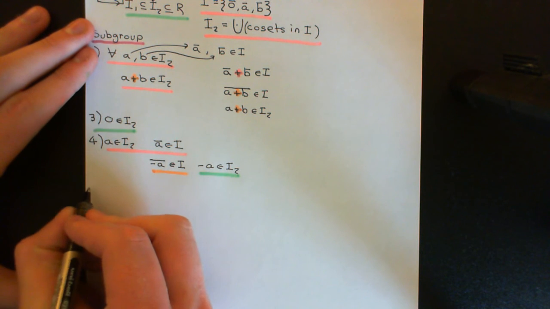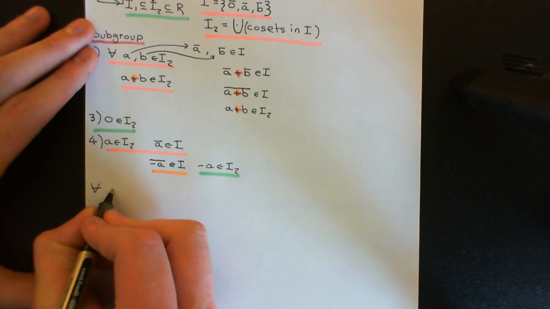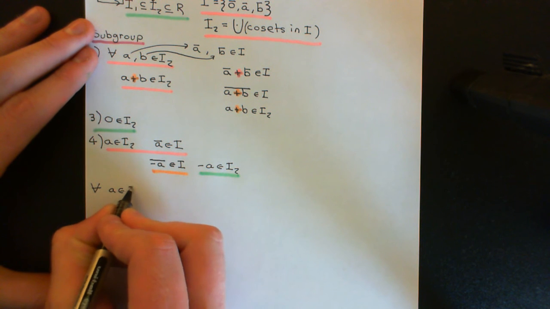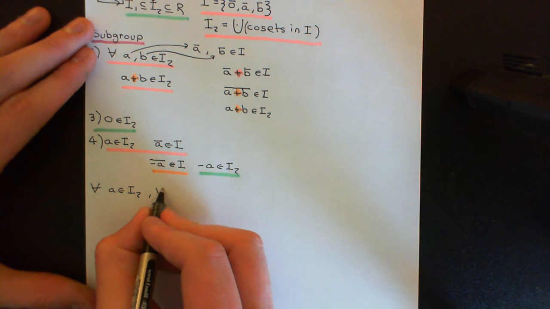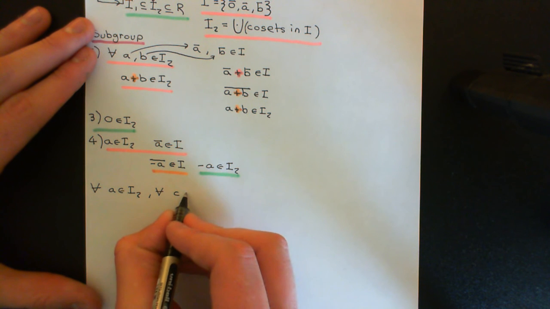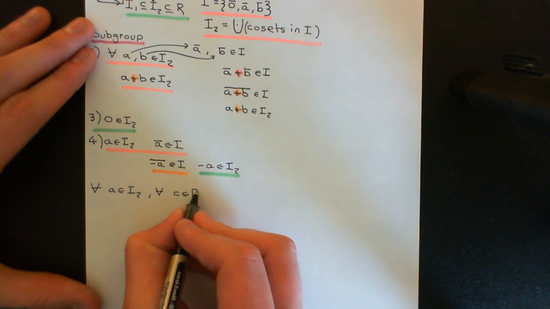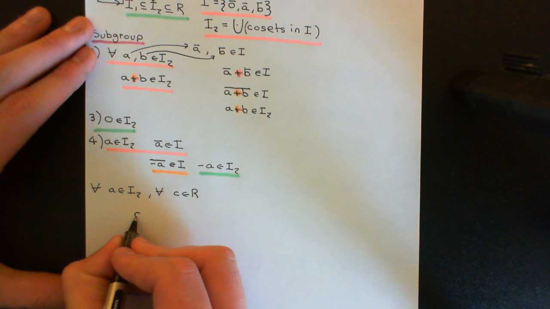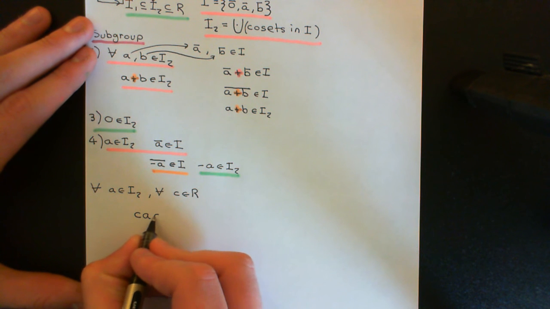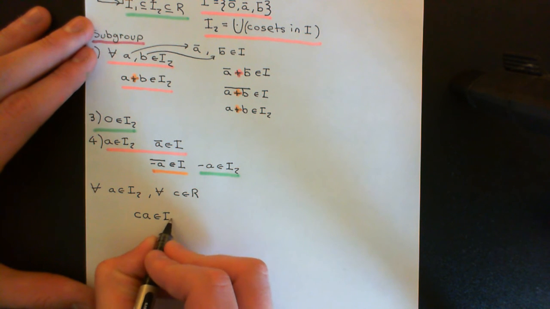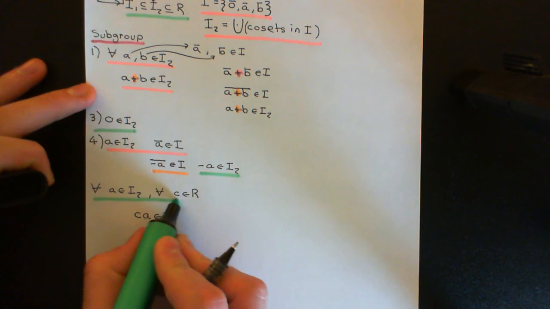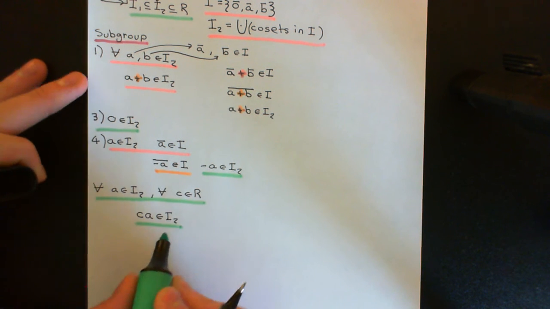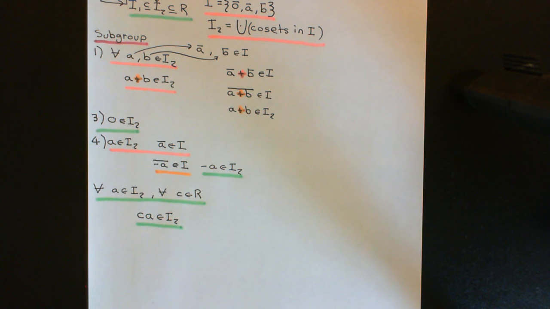So now what I'm going to do is take an arbitrary a from my subset capital I2, and I want to also take an arbitrary, let's say, little c from the ring capital R, and I want to prove that c times a is going to be an element of capital I2. So this is what I want to prove. I want to prove it's going to be closed under multiplication by the larger ring, and if I do that, I will prove that it's an ideal.